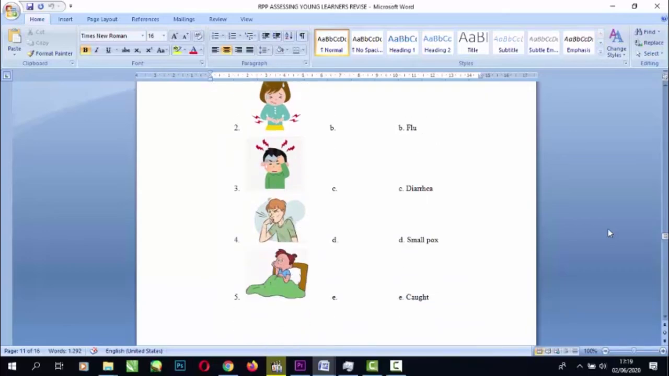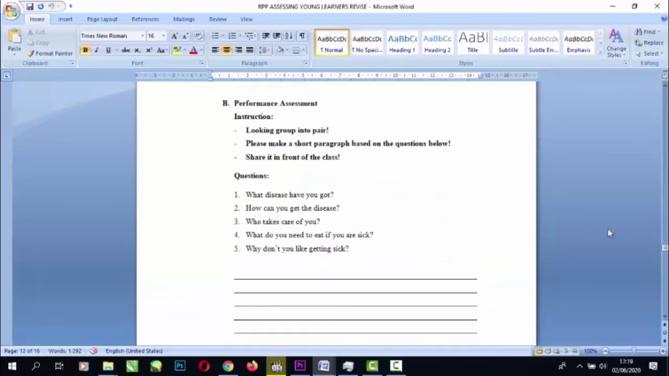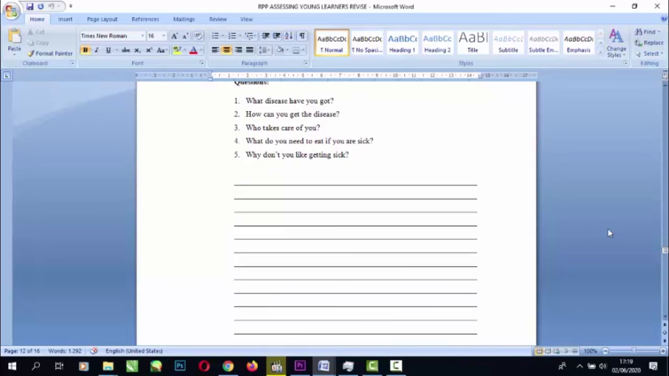On the other hand, in performance assessment, the teacher will ask the students to work in groups or in pairs, then make a short paragraph based on the question given. After that, the teacher will ask the students to share the paragraph in front of the class.